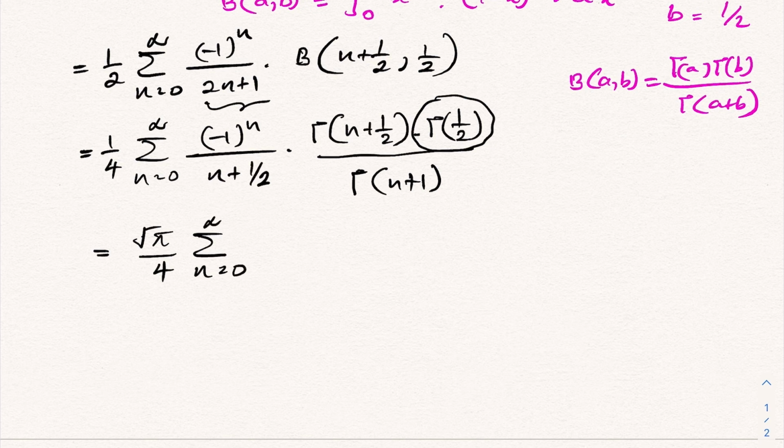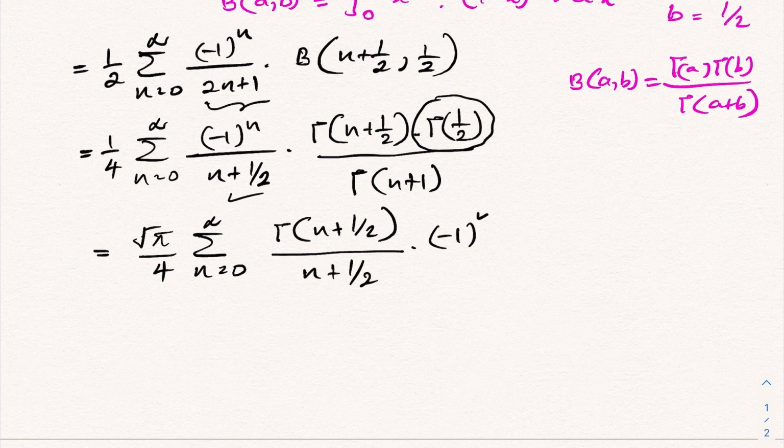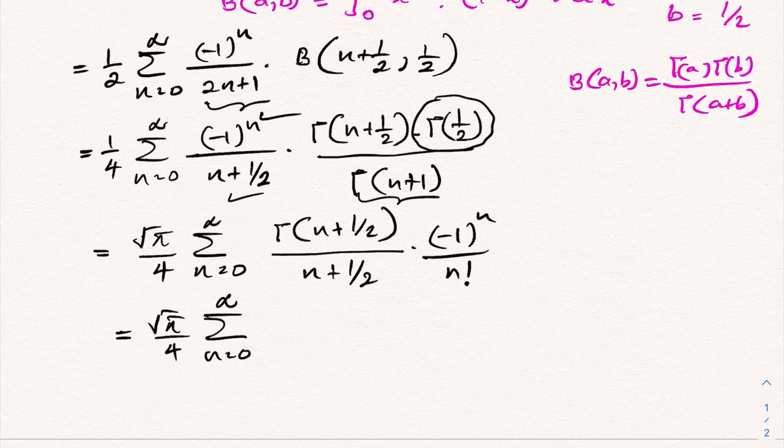infinity. Now here we have gamma of n plus 1 half, and here n plus 1 half times minus 1 to the n, here we have minus 1 to the n, and here gamma of n plus 1 we know n factorial. Then here again we can write now square root of pi over 4 infinite sum n equals 0 to infinity.